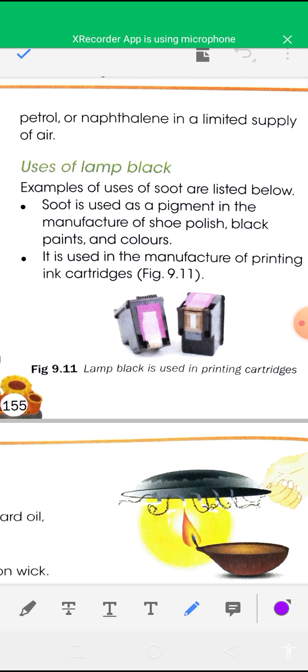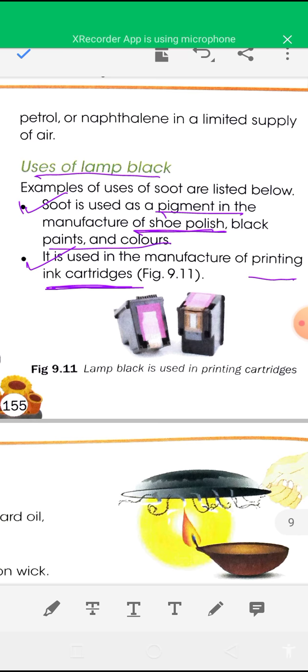Use of lamp black. Lamp black or soot is used as a pigment in the manufacture of shoe polish, black paint, and colors. And it is also used in the manufacture of printing ink cartridges.